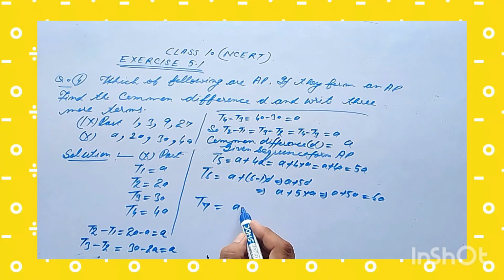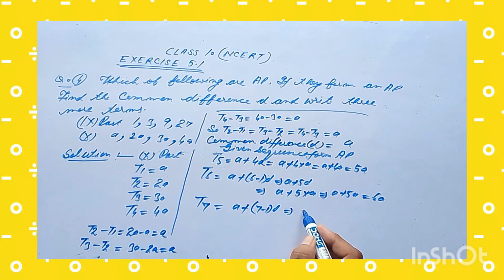T7, we apply the formula Tn equal to a plus n minus 1 d, 7 minus 1 d equal to a plus 6d, the value of it that is a, first term that is a, 6d, difference that is a, we have 7a.